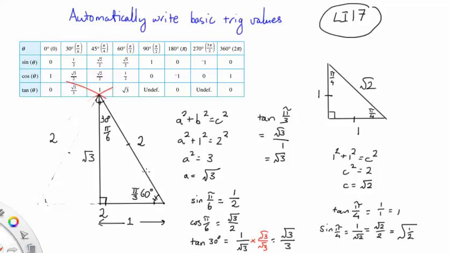So these two triangles are very important. They allow you to find all those values. Even if you know all these values, it's good to know the triangles so you can know where they come from. If you don't know these values, it's good to know the triangles so you can derive them.